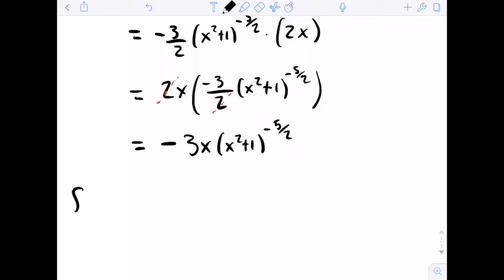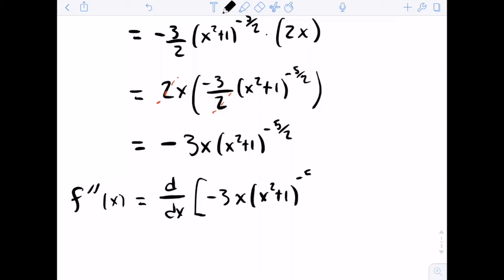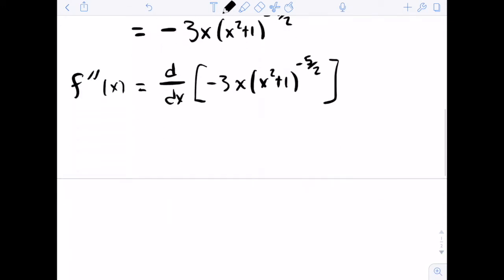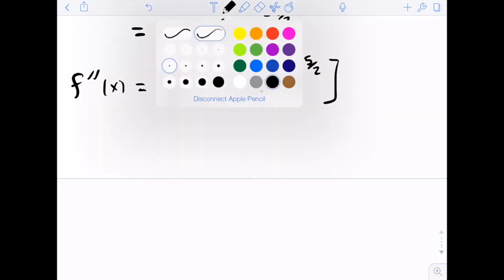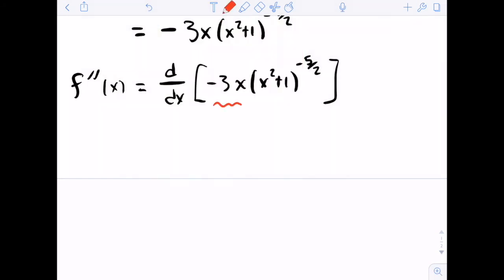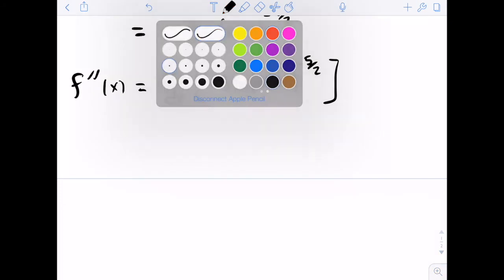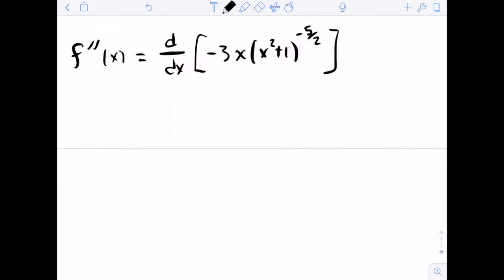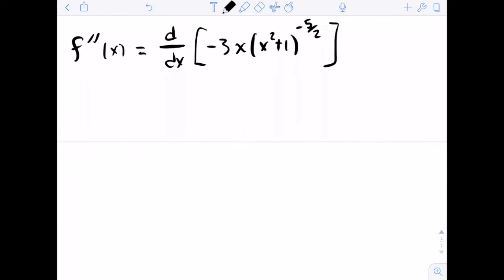So really what we want to do, f double prime, is the derivative of the thing we just found. So it's the derivative of negative 3x times x squared plus 1 to the negative 5 over 2. Okay, so now it's a little bit different, because we've got two functions being multiplied by one another. You've got the negative 3x, and then you've got this x squared plus 1 to the minus 5 over 2. Therefore, we should use the product rule. So what does the product rule say?